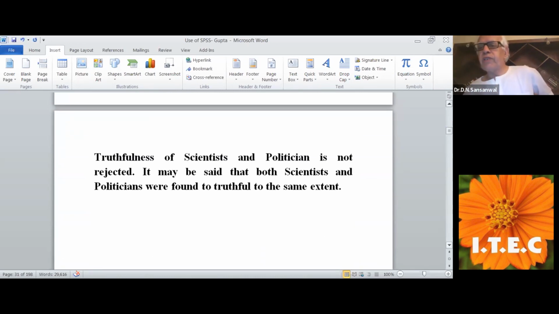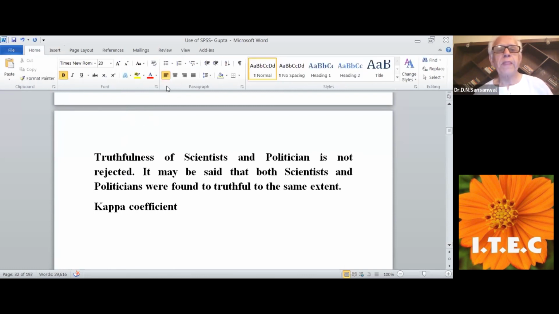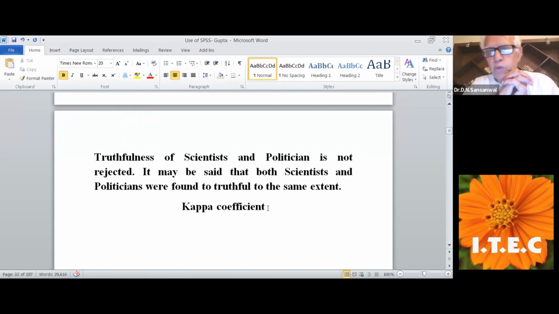So any question you want to ask before I say bye-bye to you? Now only one non-parametric statistic remains. If you want to read it beforehand, you can read. It is kappa coefficient. This is what we have to do, and this I will do tomorrow.